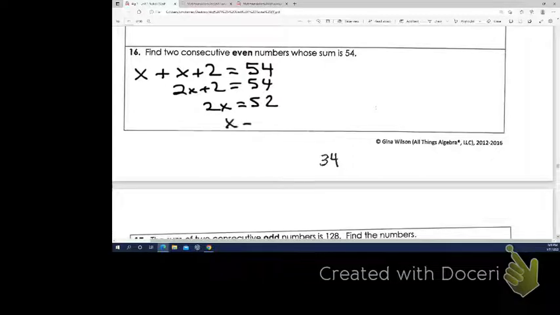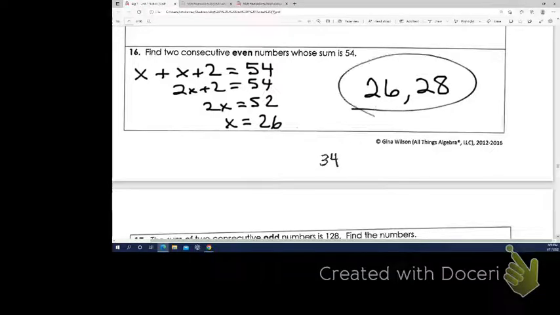Divide by 2. And I get 26, but again I'm supposed to have two numbers. So 26, remember not 26 and 27 because this time it's even. So then the next even number is 28. Or I could say 26 plus 2. And then you should check, does that add up to 54? Because if it doesn't, something's gone wrong. All right, so those are a couple problems like that.